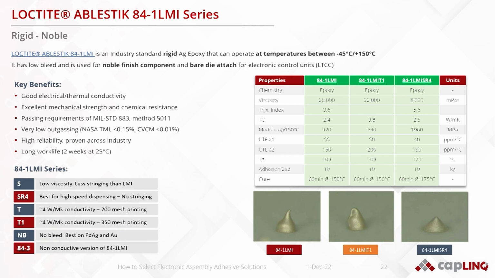conductivity. If we highlight the three main products, it would be just the standard 84-1 LMI, also the LMI T1, and also the SR4 option. But I hear you all asking, what is actually the difference between all of these chemistries? Well, the S stands for a low viscosity version, and the SR4 is for a high-speed dispensing option. The T and the T1 are the higher thermal conductivity options. The NB would be the no bleed option or lower bleed option. And then there's also the 84-3, which would be the same chemistry type material, but it would be the non-conductive version of the 84-1.